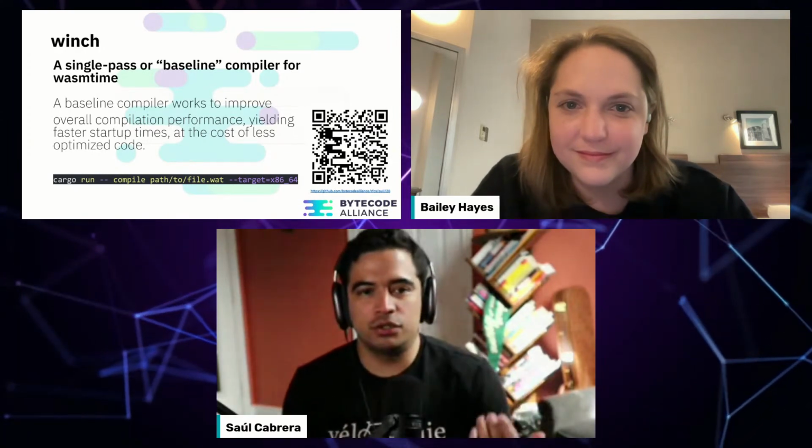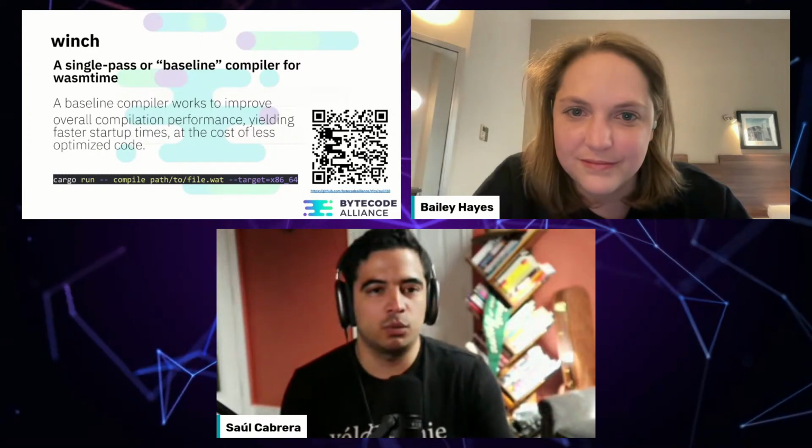But if you want to explore the code that Winch generates, you could just go into Wasmtime, and then there is a directory called winch, and then you can just run this command, cargo run, and then pass in compile and a path to a WebAssembly file, and then you pass the target.